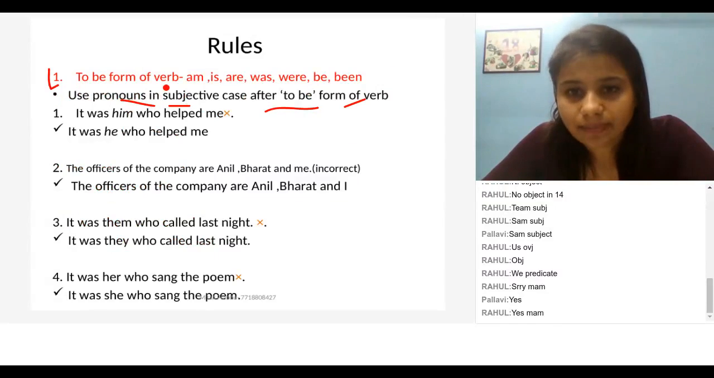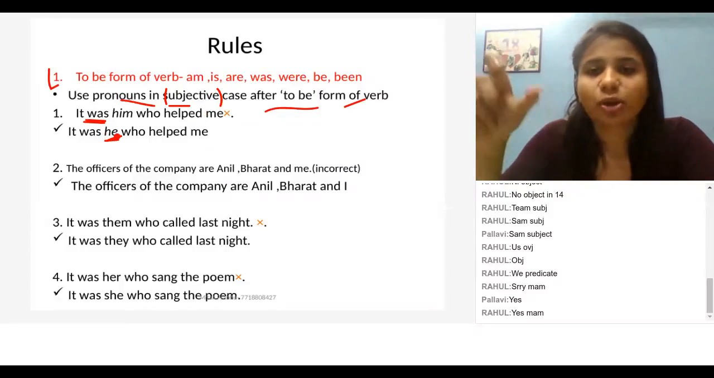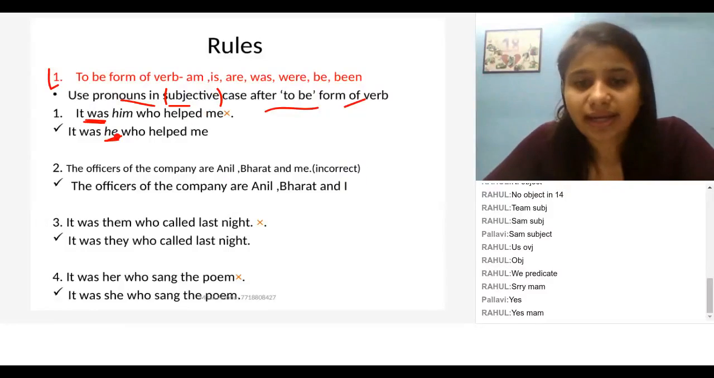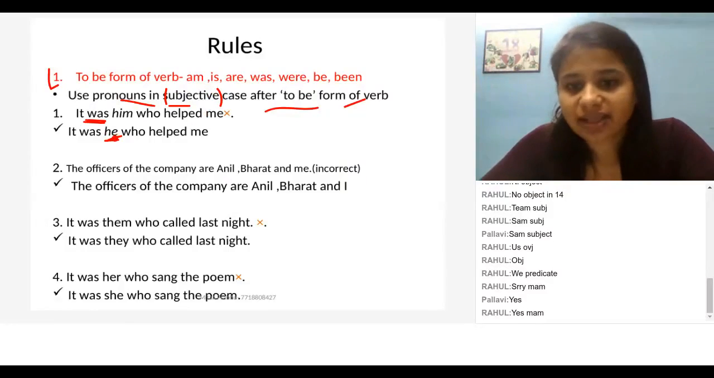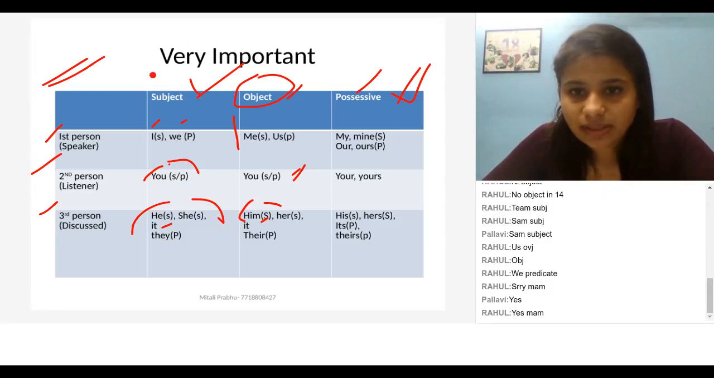Now, what does this mean? Suppose I have a sentence, it was him who helped me. Here we have a to be form, that is was. So after was, what are we going to have? We should have he, we should have a subjective case. When I say subjective case, that means the subject and object table that I gave you all. In that table, under subject, we had he. If you all see this table, under subject, we have he.